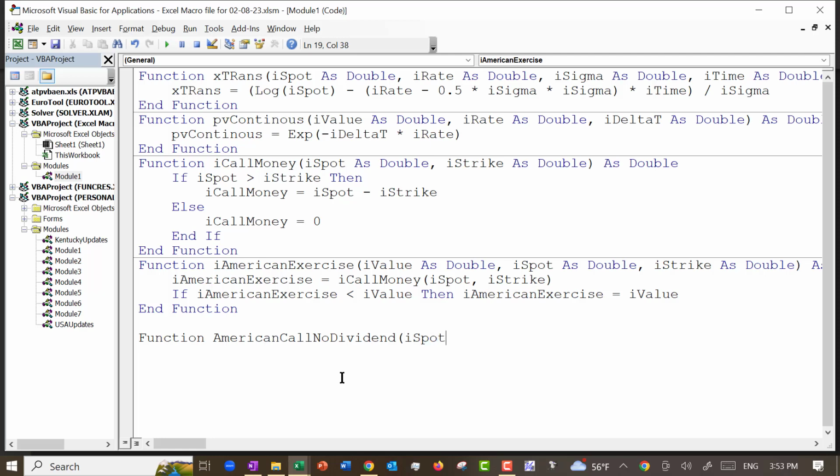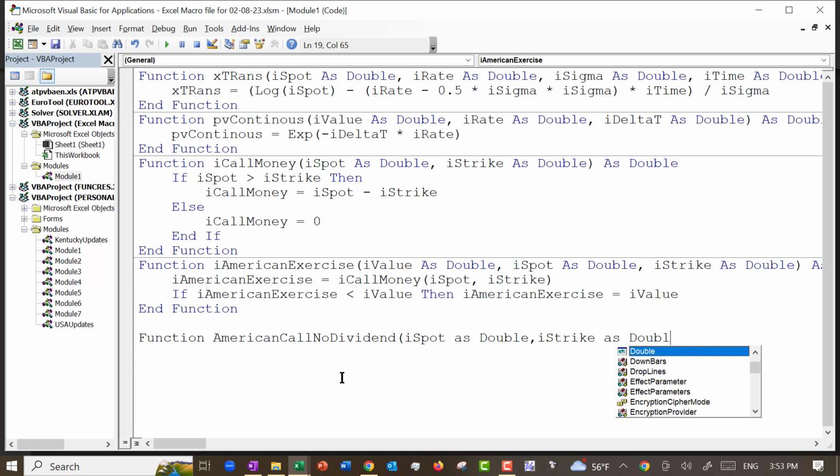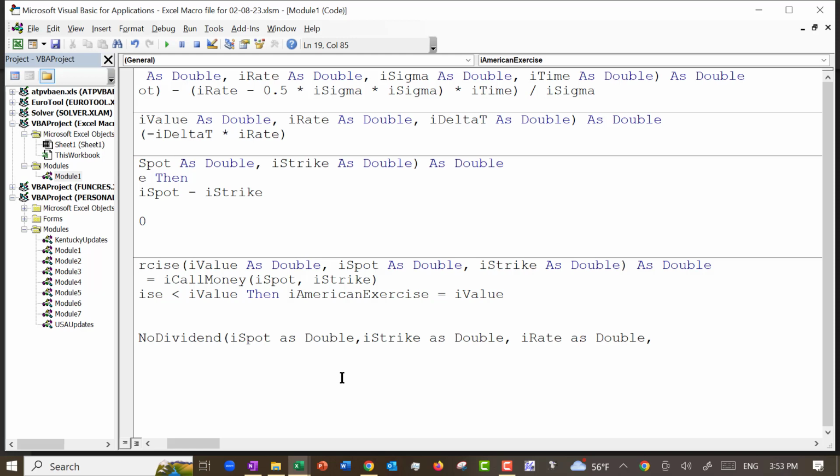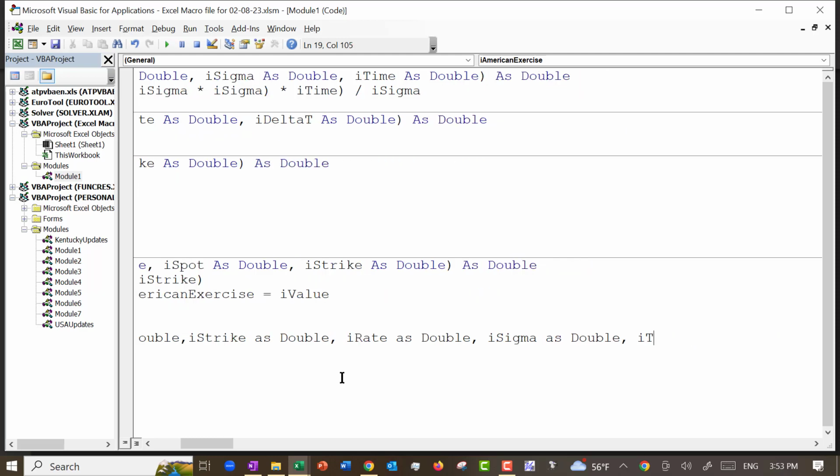My inputs are spot, strike, interest rate, volatility, and time left to expiration. And there is one more input.